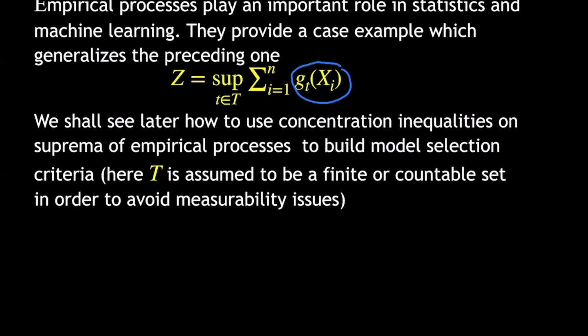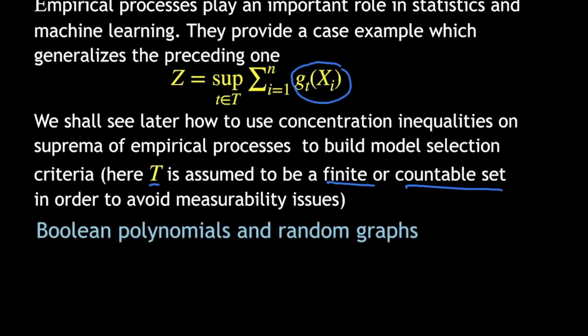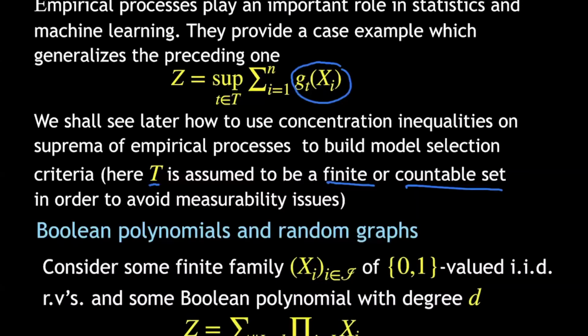And of course, you have to assume here, in order to avoid measurability disagreements, that you are looking at a set T which is finite or countable. But this is an example which is important because it appears to be an example which is interesting for statistics here. So let's see an example which comes from another universe.